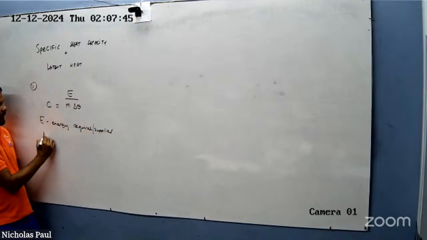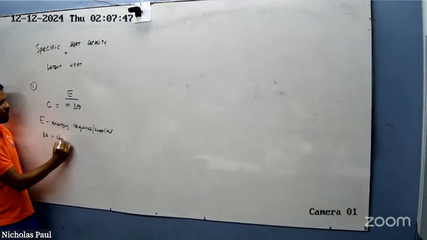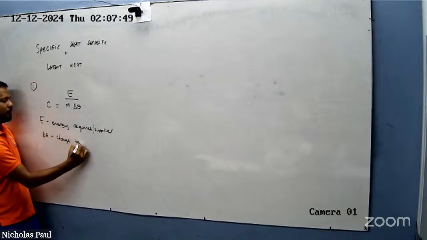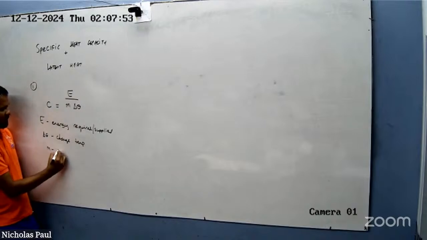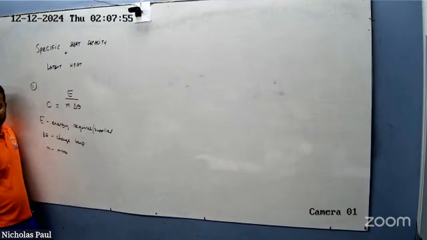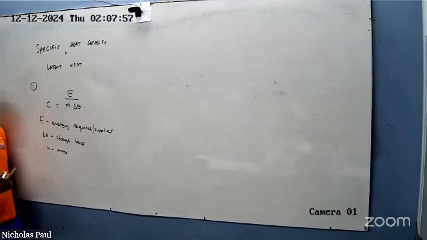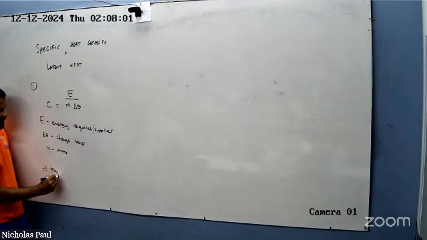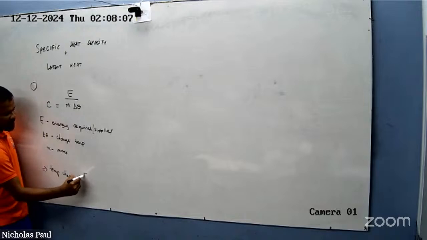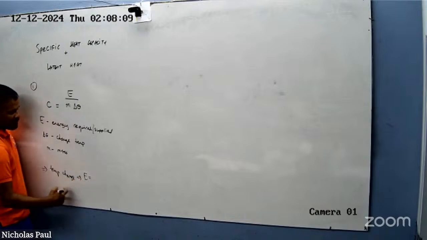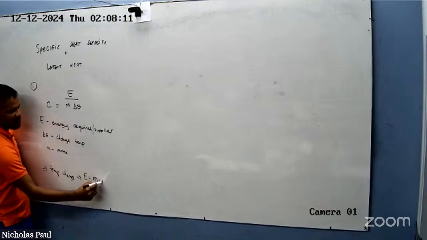It was the amount of energy required to change temperature of a specific mass. So anytime a substance is undergoing temperature change, the energy to create that temperature change is mcΔθ.